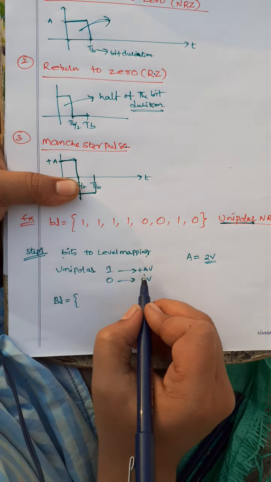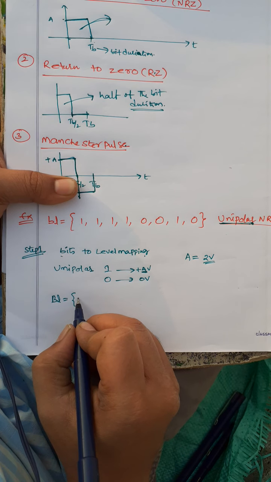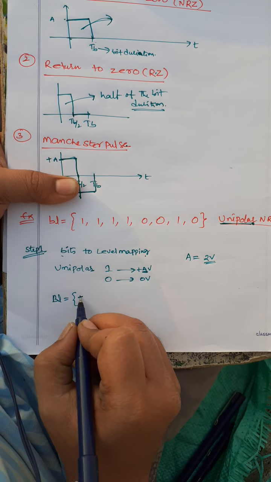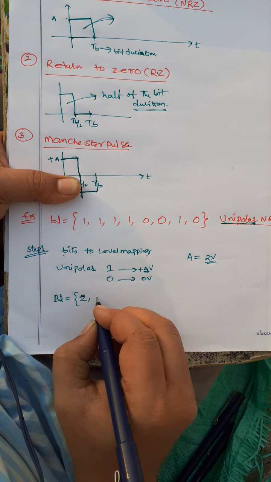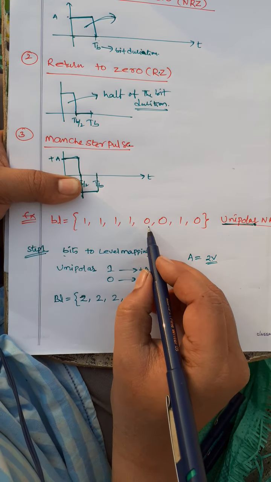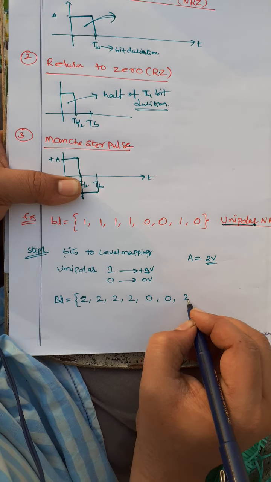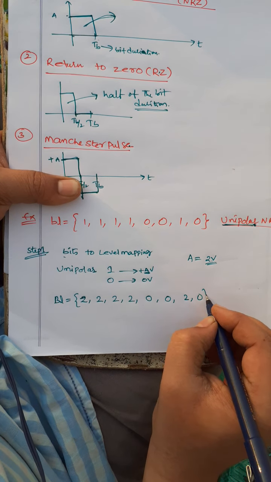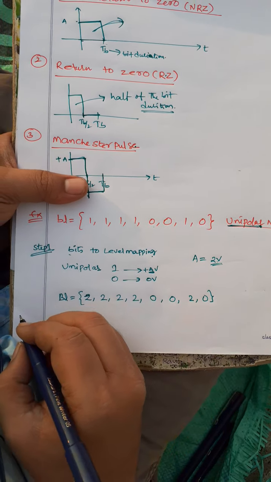1 will be represented with plus A volts. Plus A volts means A is equal to 2: 2, 2, 2, 2. Bit 0 will be represented with 0 voltage. Again 2 volts, again 0 voltage. Now this is the first step. Second step.